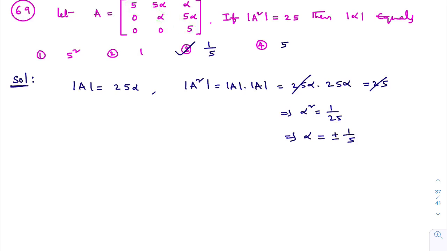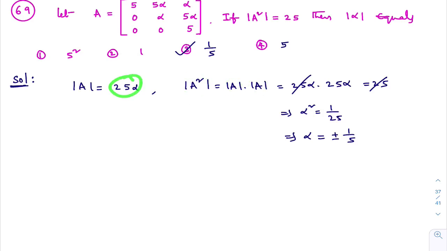So det A is what? Det A is 5 into alpha into 5, that is nothing but 25 alpha. So here I calculated det A. And you see they have given that the determinant of A square equal to 25. This A square can be written as A into A. We know this formula, determinant of AB equal to det A into det B. So here the determinant of A square can be written as determinant of A into determinant of A.